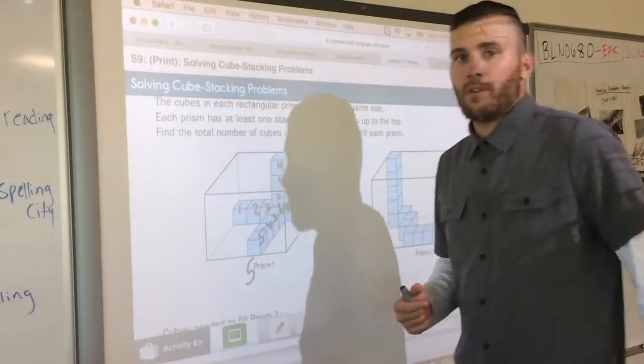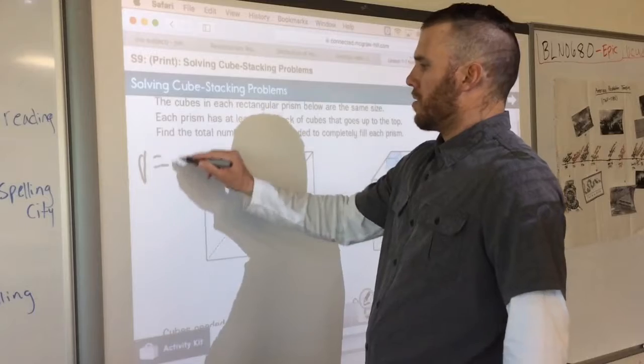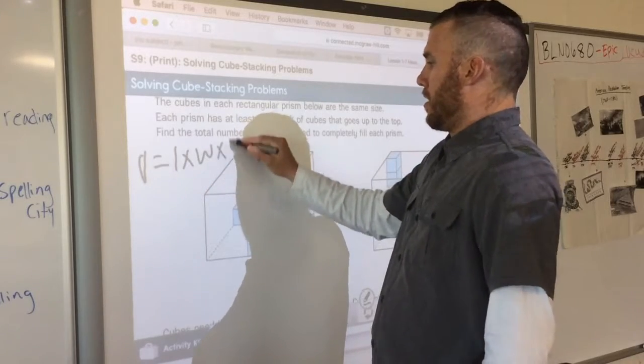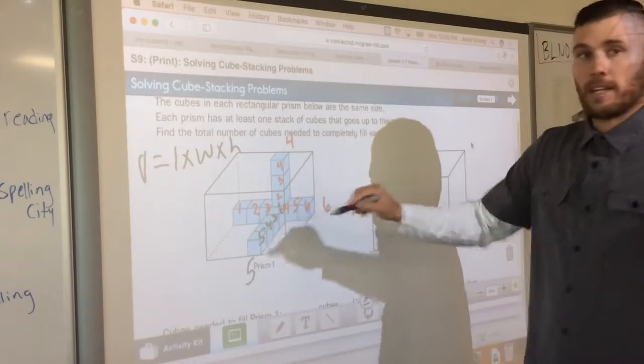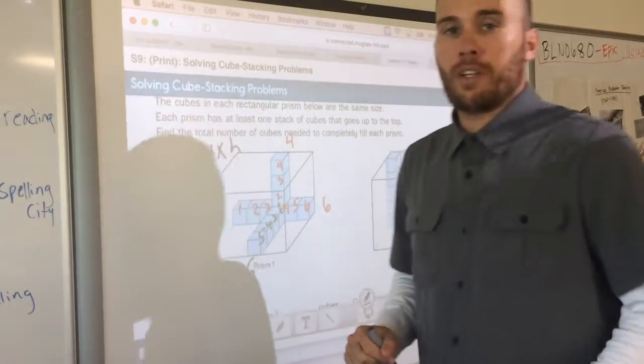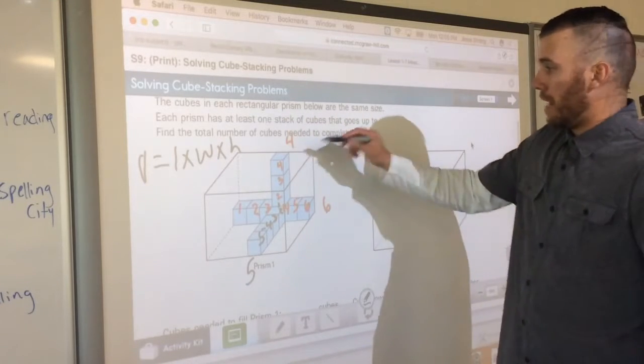Okay, now what we need to do is remember what volume equals. Volume equals length times width times height. So we got to take 4 times 6 times 5. Remember in the video I showed you from Mrs. State, take your smallest numbers first. So let's take 5 times 4.